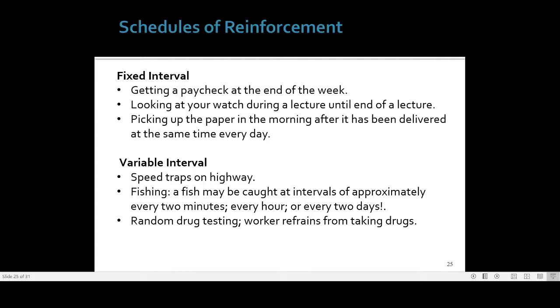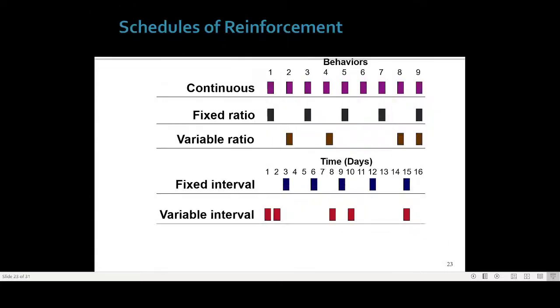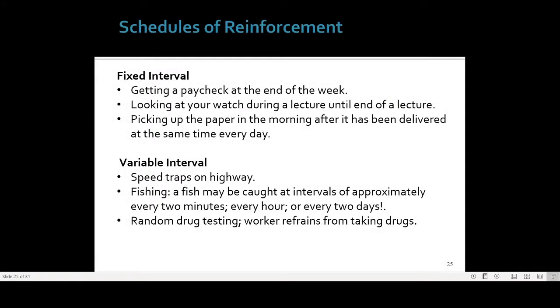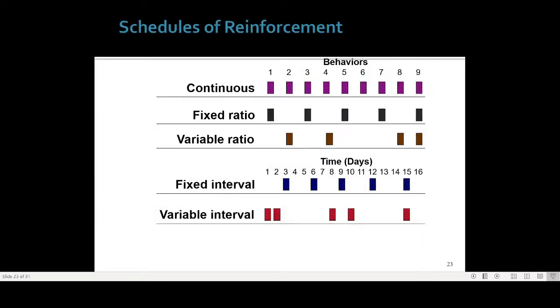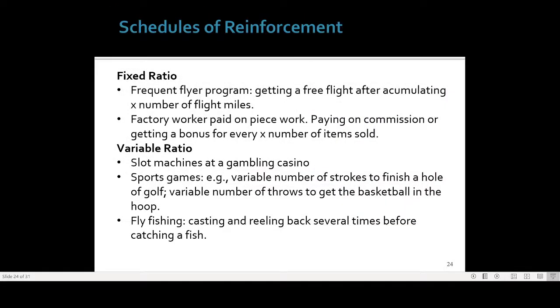Then you get the variable interval reinforcement. Speed traps on highways are an example: the cops are there on variable days and variable times, because otherwise you can avoid them easily. And fishing: a fish may be caught at intervals of approximately every 2 minutes, every hour, or every 2 days. When you're doing drug testing in the office, we can do it on a variable interval. Otherwise, if you do it at a fixed interval, say every third day, on that day he will not consume the drug and come. So you have to do this at variable intervals in order to really modify the behavior.